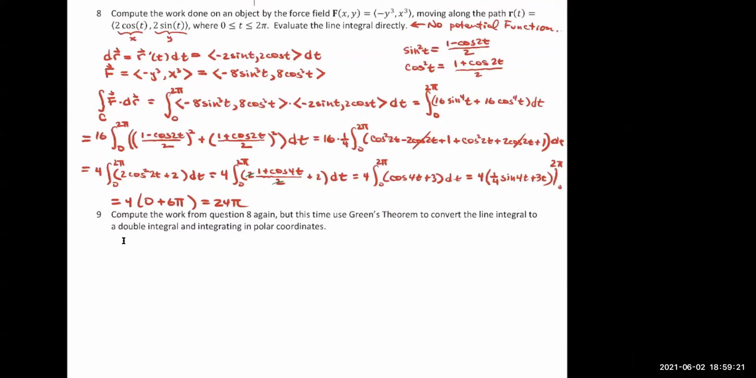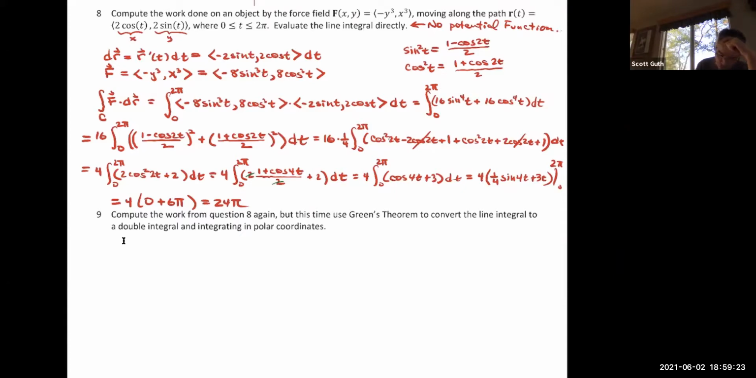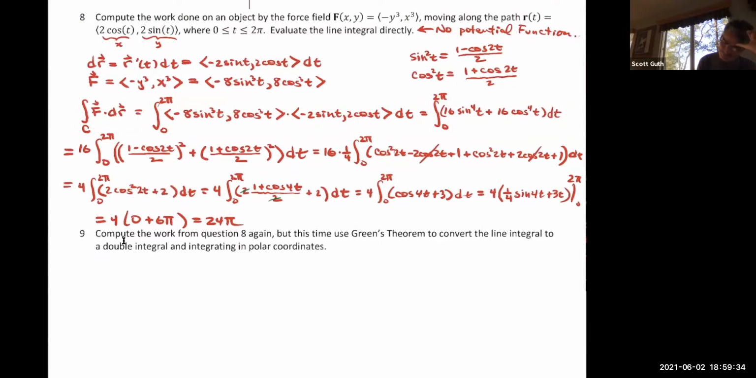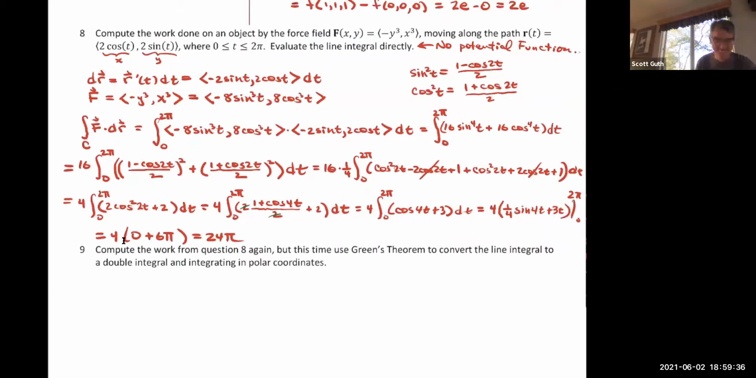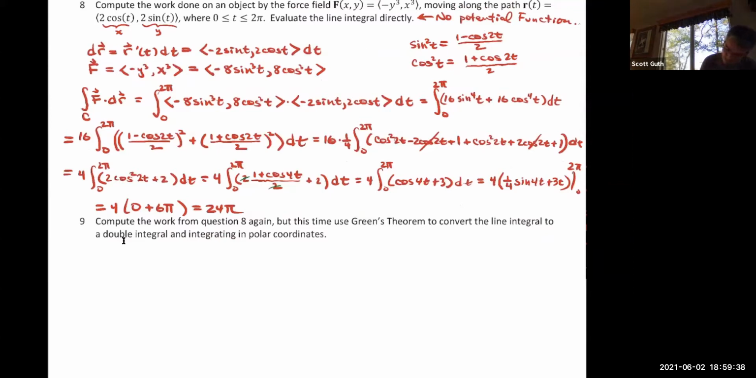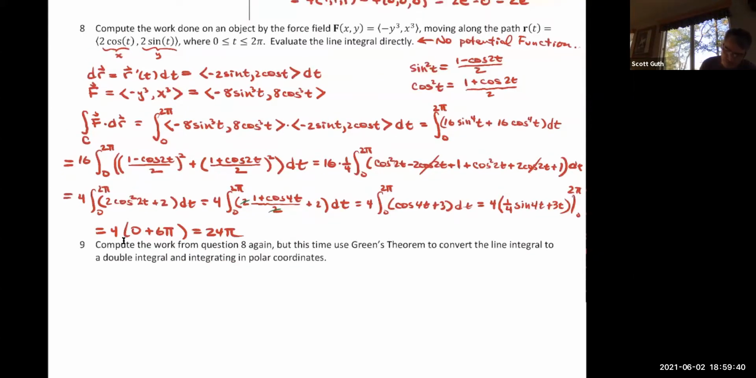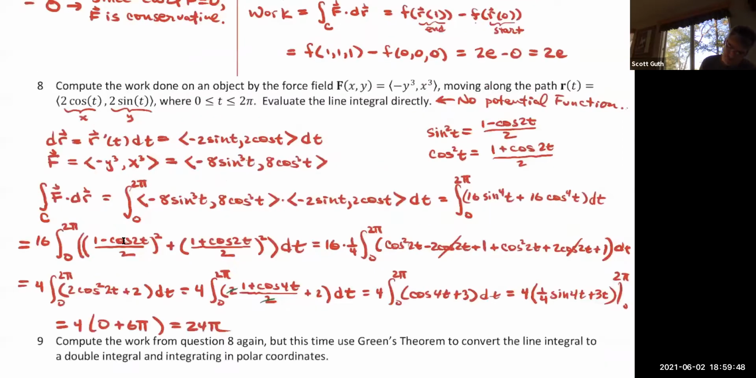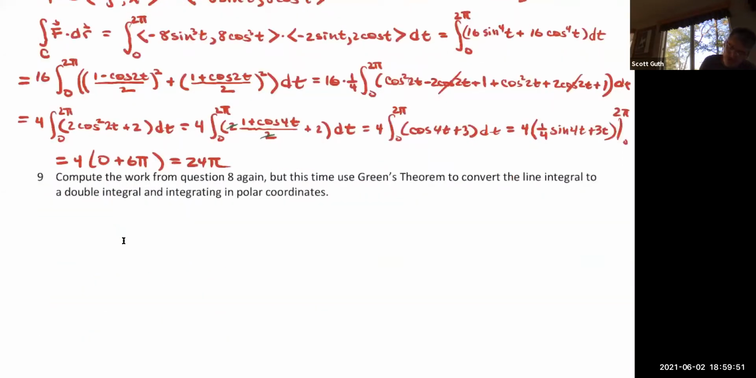Okay, so that was fun. On number 9, they want us to use Green's theorem to convert the line integral to a double integral and integrate in polar coordinates. Okay, so you ready? So first of all, we could draw this thing. R of t is 2 cos t, 2 sine t here. That's just a circle. T is 0 to 2 pi. So let's go ahead and draw this.